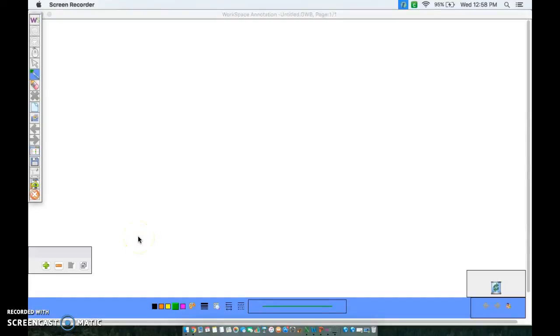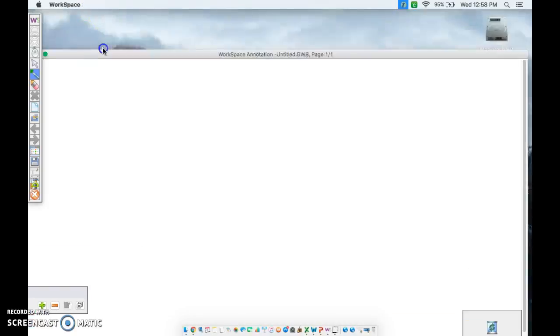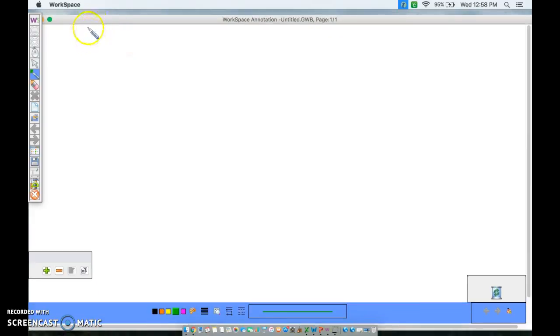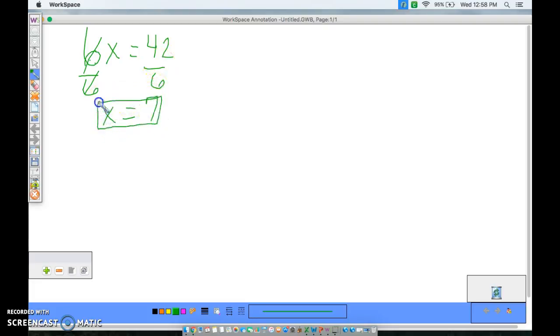Okay, I'm going to do a quick review for solving equations. If it's a basic equation like 6x equals 42, you divide both sides by the coefficient, that's the number in front of the variable, and this reduces down to 1. We don't have to write the 1, it's understood. 42 divided by 6 is 7, therefore x equals 7. You can check that by doing 6 times 7 equals 42, and that is correct.